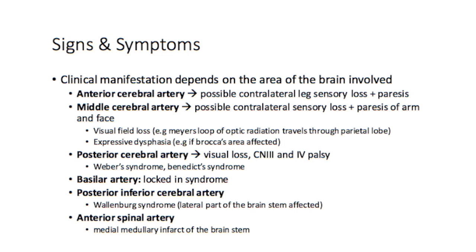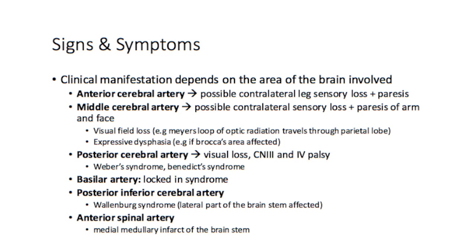As you can imagine, because of the complex vasculature of the brain, the signs and symptoms can be quite broad. Now, the clinical manifestation depends on the arteries affected. So that can be, for example, if it's the anterior cerebral artery, patients can present with possible contralateral leg sensory loss and paralysis. And that really reflects where the artery and the region of the primary motor cortex and the sensory cortex that the anterior cerebral artery supplies.